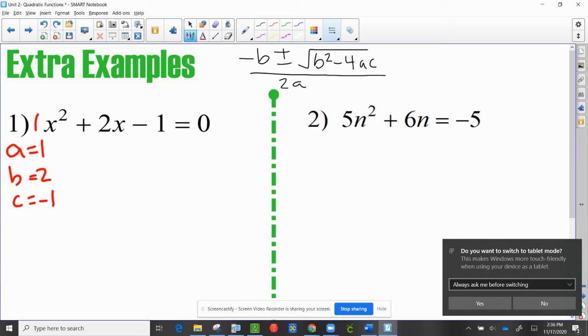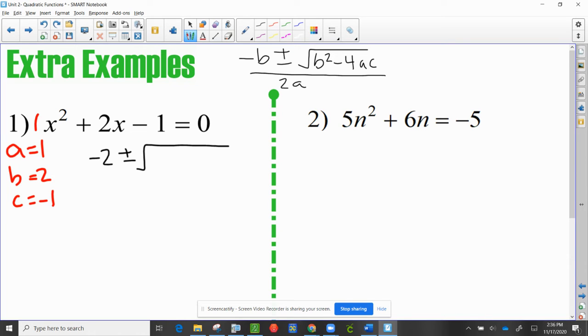But plugging those into the quadratic formula, then we have the opposite of the b term, plus or minus, and then we're going to do b squared. So do this part in your head. The less you have to type in your calculator, the better. But b squared, so 2 squared is 4, minus 4 times a times c, all over 2a. So 2 times 1.